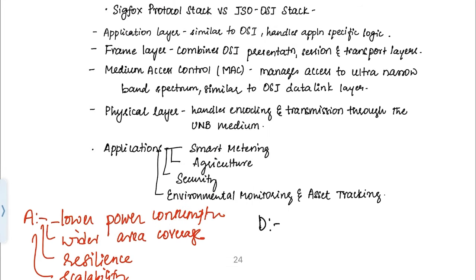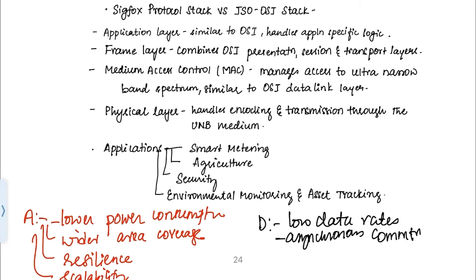Speaking of the disadvantages now, the first one we have is low data rates, so it is not suitable for applications which have high throughput. Then we have asynchronous communication happening here, so it can be limited to only downlink capabilities, not used everywhere. Then we have payload restrictions, only 10 to 12 bytes as we have discussed earlier.